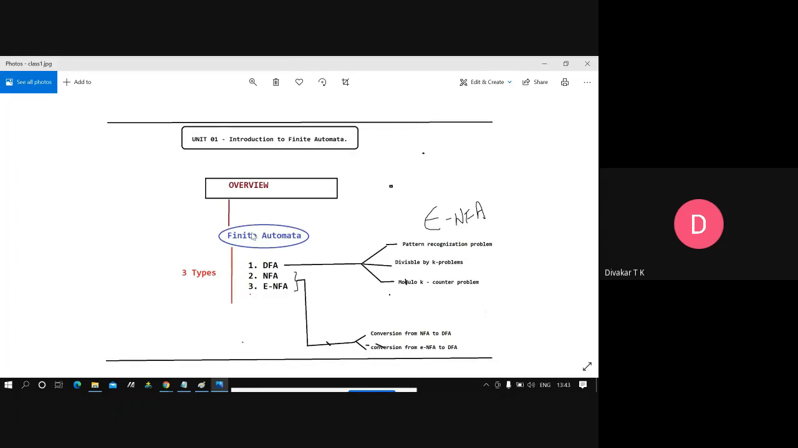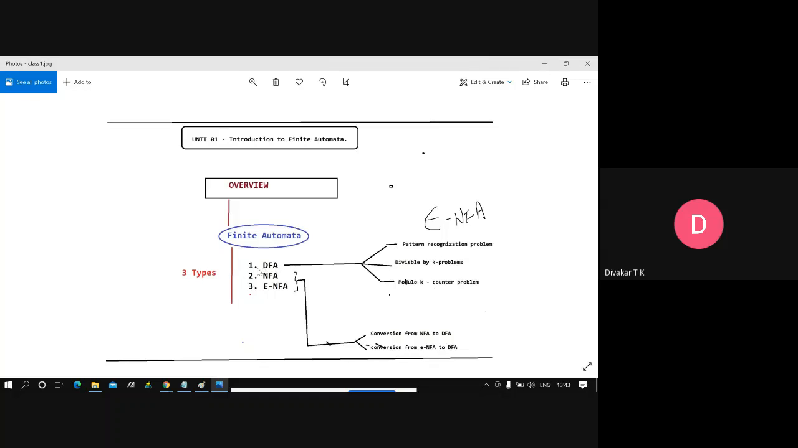Okay. Finite automata, we have three types here. What are those? DFA, NFA, epsilon NFA, three types. In that first type, DFA, I told that we have three things: pattern recognition problems, divisible by k problems, and modulo k counter problems. After that, NFA and epsilon NFA, we are doing with conversion in some part.